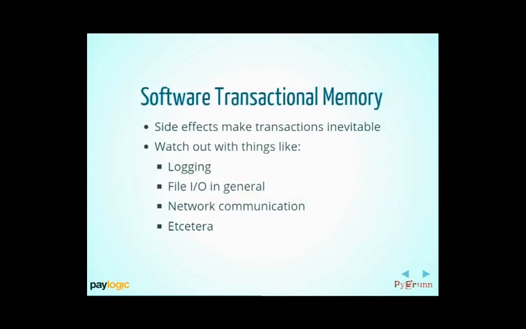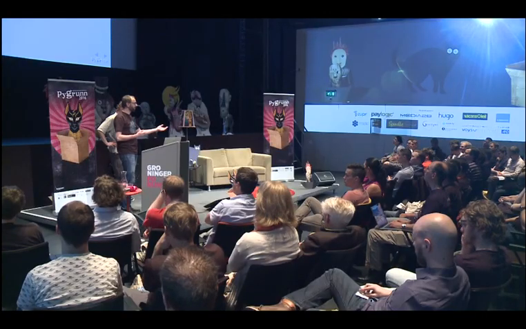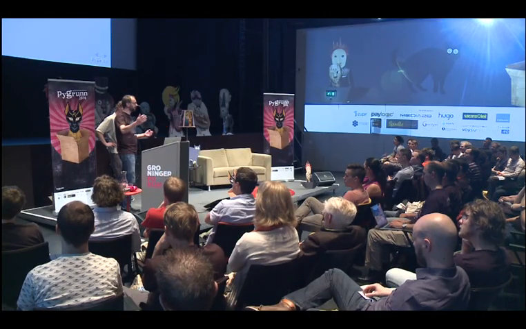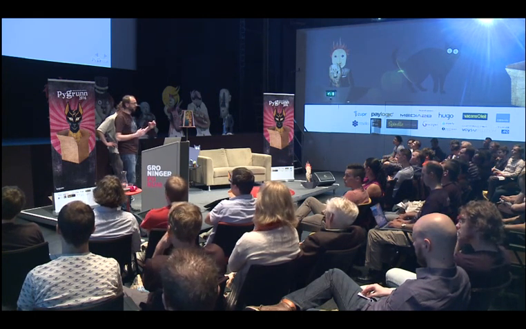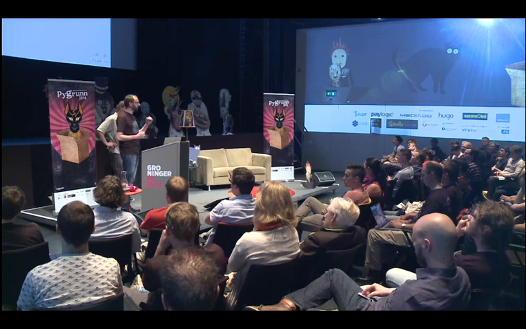The software transactional memory actually runs your two threads of code concurrently, and if they happen to touch the same memory region, then one of them gets rolled back and has to start again. So it's really an optimistic concurrency. But of course, if you have side effects, you cannot undo those. Because if you already print something to the screen or send a packet on the network, it's gone. You cannot take it back. So once that happens in a thread, it becomes inevitable. That means that it cannot be undone.